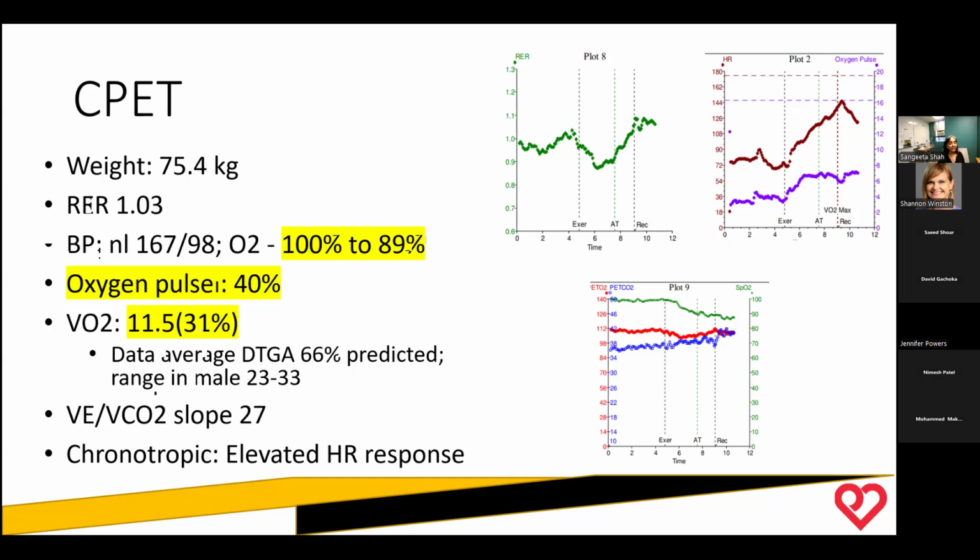Now, if I were to look at DTGAs, predicted peak VO2 is generally 66%. He's at 31%. And the normal range for these males is 23 to 33. VE-VCO2 is stable, and just as we said, he had an elevated heart rate response, and this was because he was compensating for his stroke volume.